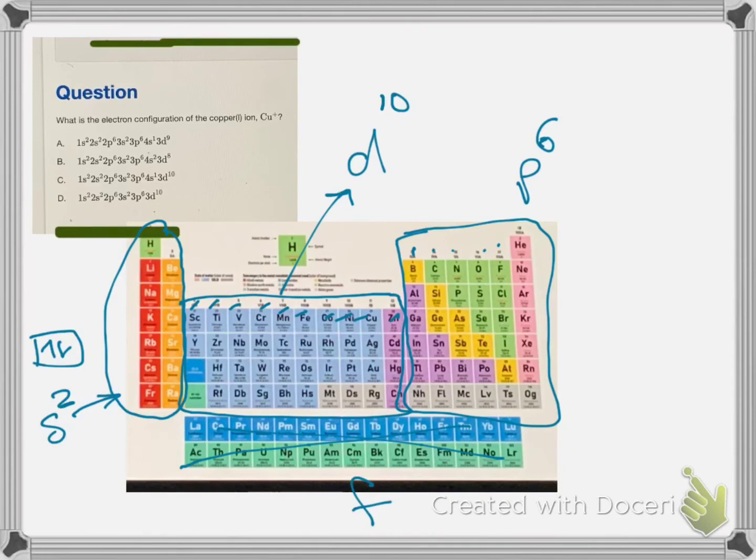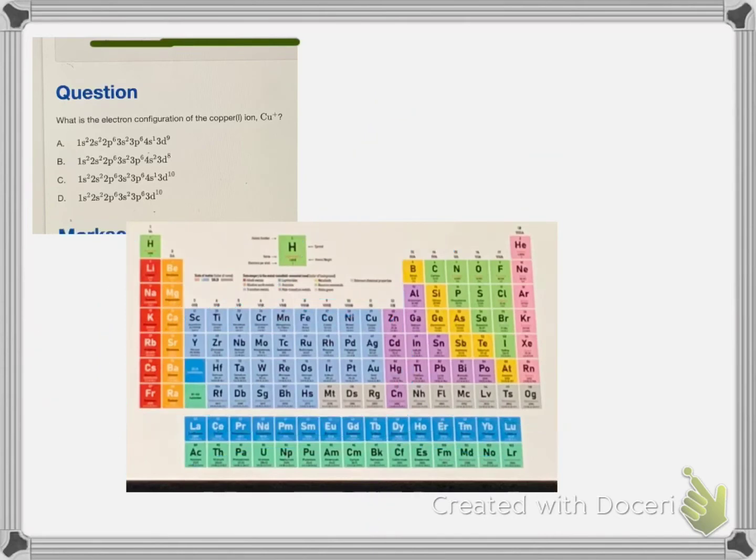Now, when we look at copper, right over here, it is in the d block. That's one part of the knowledge being given. It's not in the s block, not in the p block, and obviously not in the f block. Now, is it a 3d10? We should count: 1, 2, 3, 4, 5, 6, 7, 8, 9. So it's a 3d9.